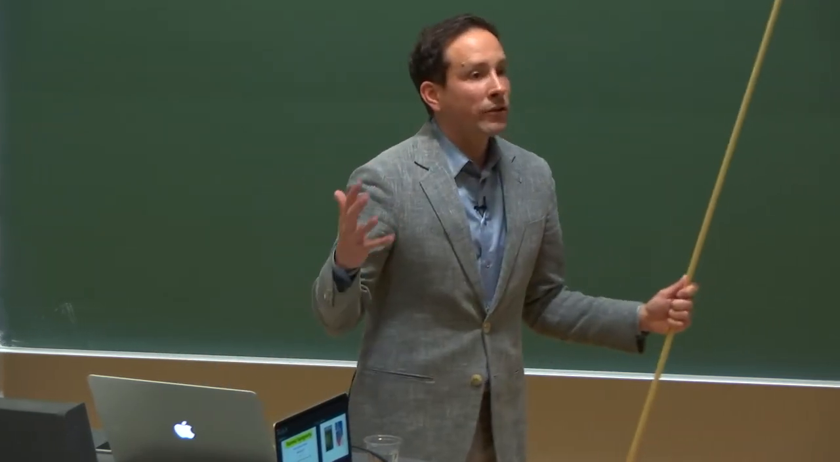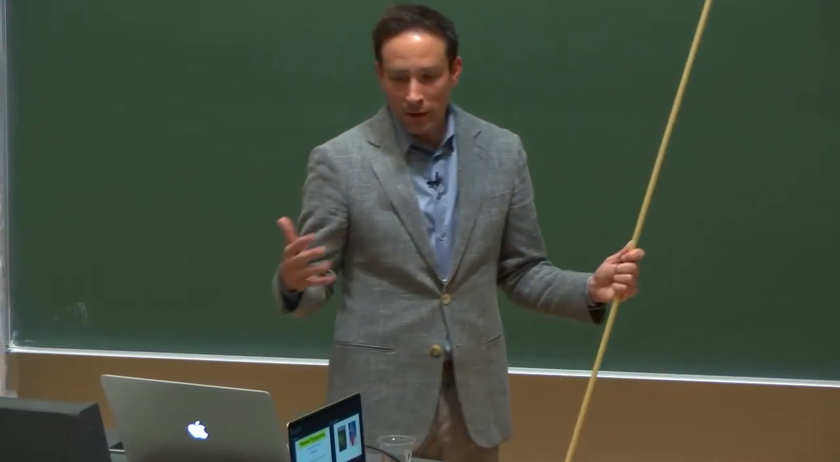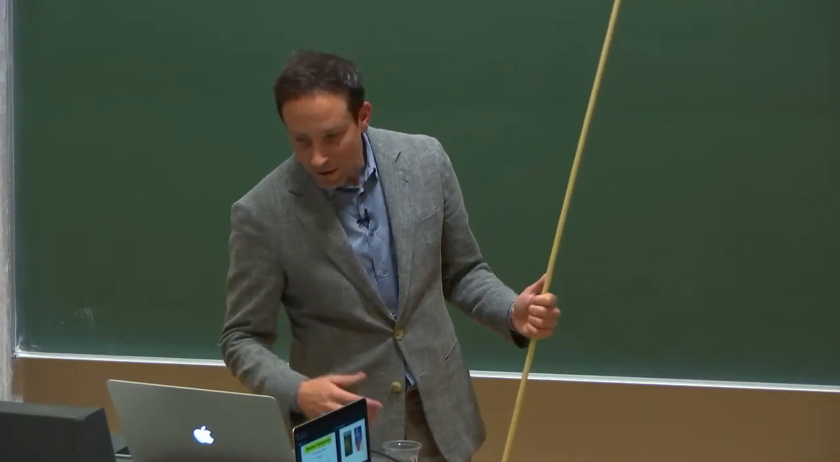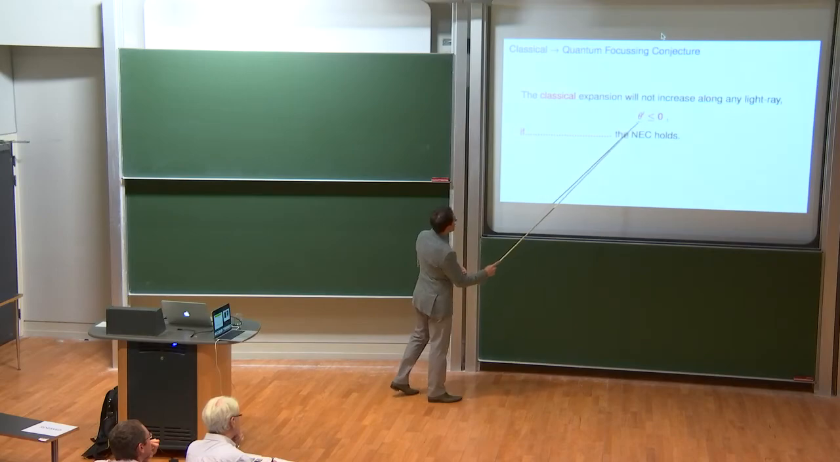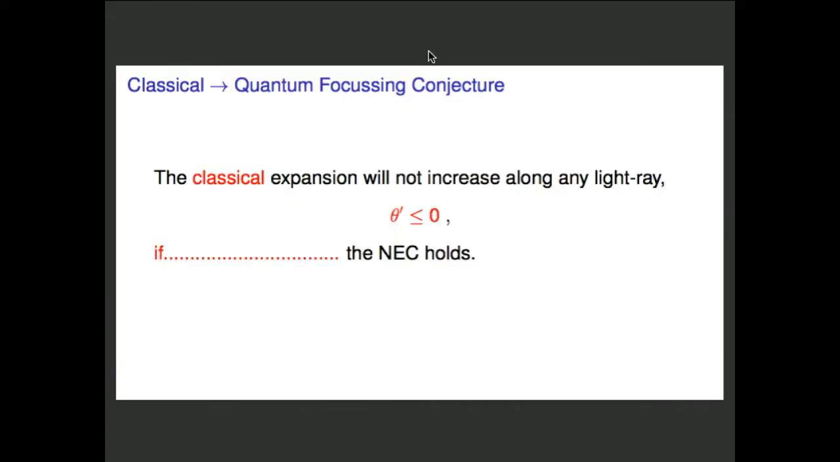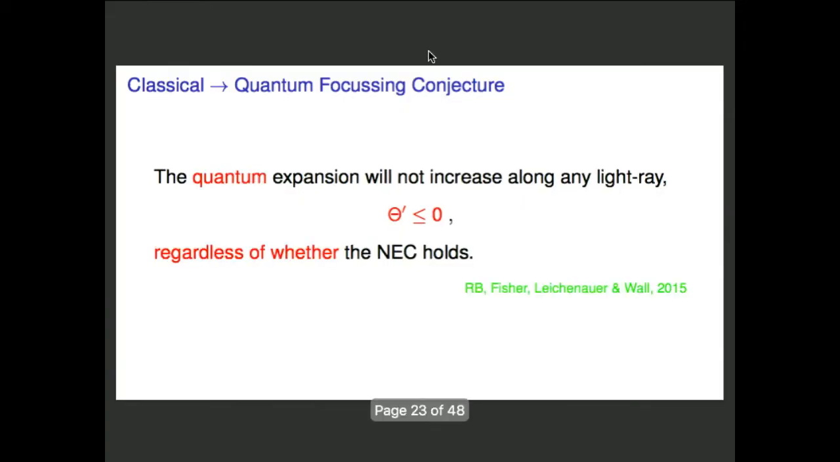Now we're ready to make a conjecture. Now we can do the simplest thing, which is to take the classical simplified focusing theorem, which depends on the null energy condition, and conjecture that we can get rid of the null energy condition in exchange for replacing the classical by the quantum expansion in the theorem. So the derivative of the quantum expansion is not increasing in all quantum states.